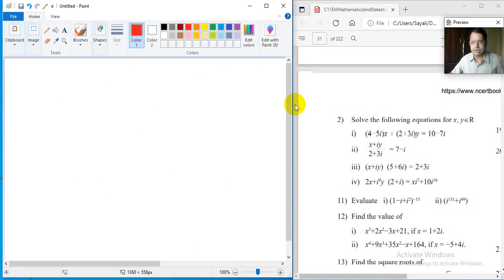Okay, so from this second problem I will now solve the third part. We have to again find the values of x and y. Here is what is given: (x + iy)(5 + 6i) is equal to 2 + 3i.